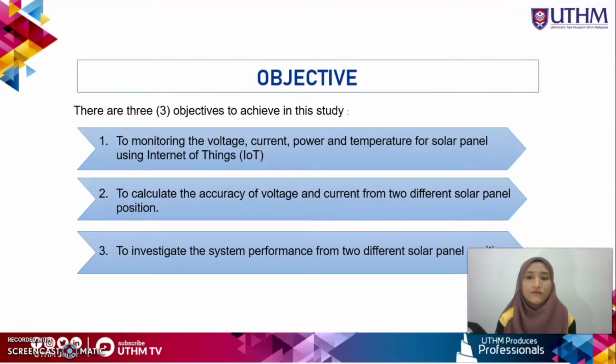So the objectives of this project, there are 3 objectives to achieve in this study. First, to display or monitor the voltage, current, power and temperature for solar panels using Internet of Things. Second, to calculate the accuracy of voltage and current from 2 different solar panel positions. Third, to investigate the system performance from 2 different solar panel positions.